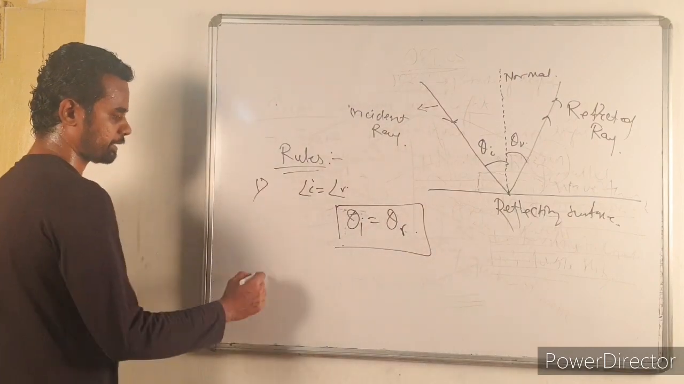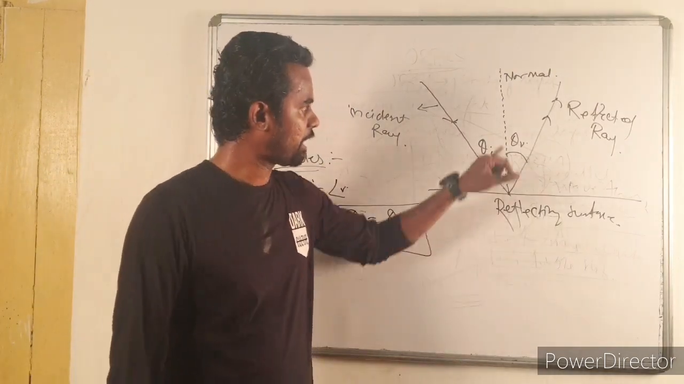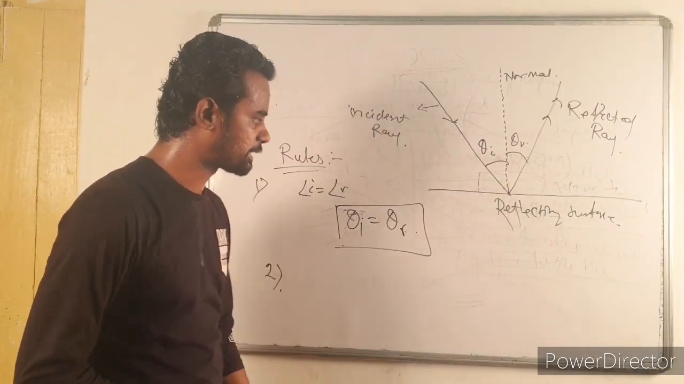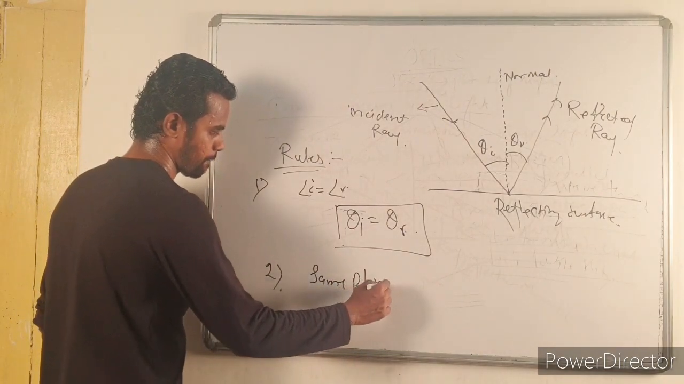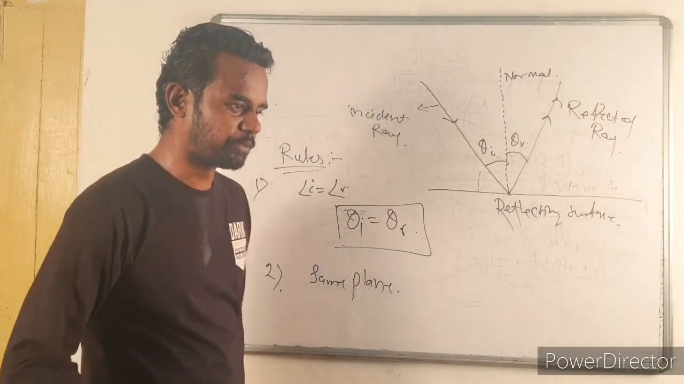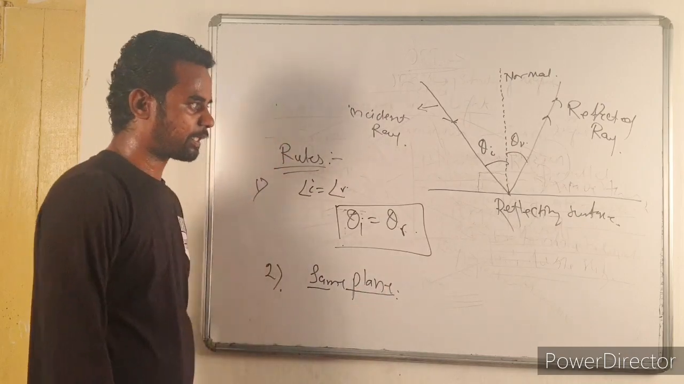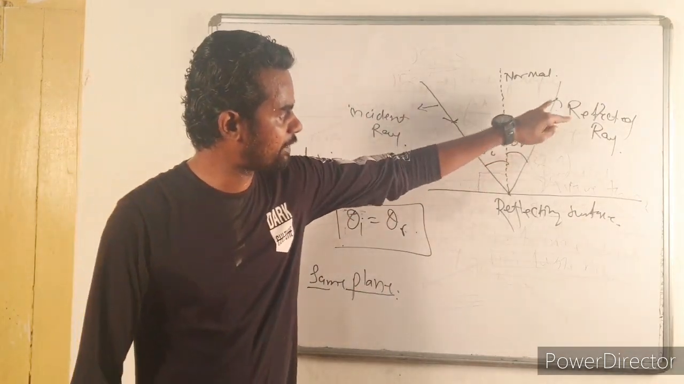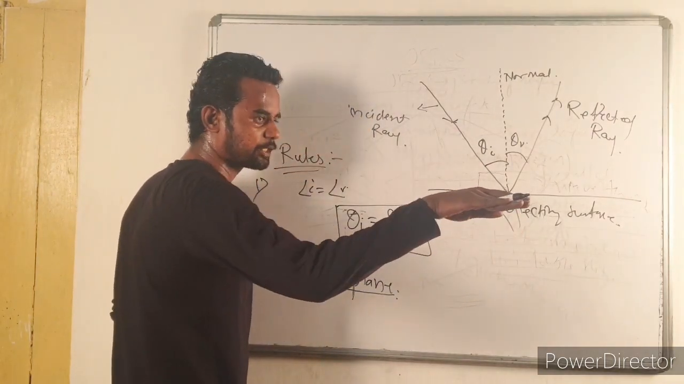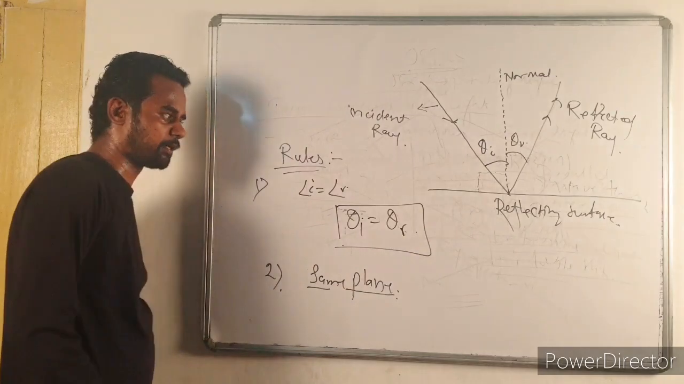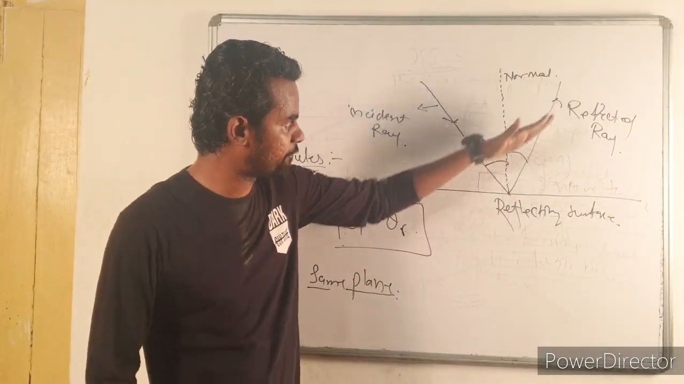And rule 2 says the incident ray, the reflected ray and the normal lie in the same plane. Now most students get confused about this same plane. They think that the incident ray, normal ray and the reflected ray are on the reflecting surface, on the reflecting plane. That is wrong. It is not that.